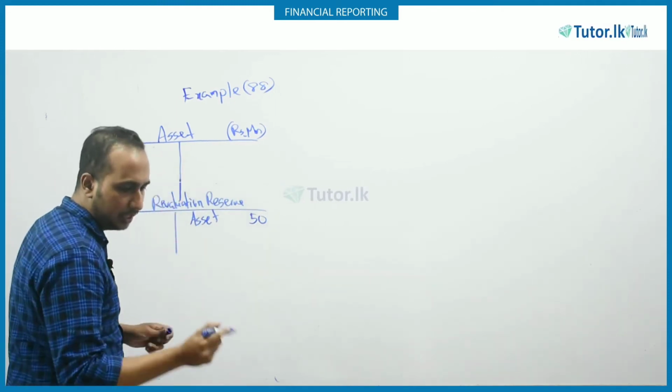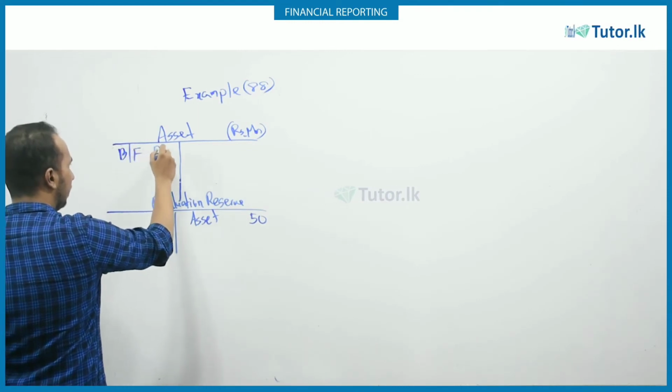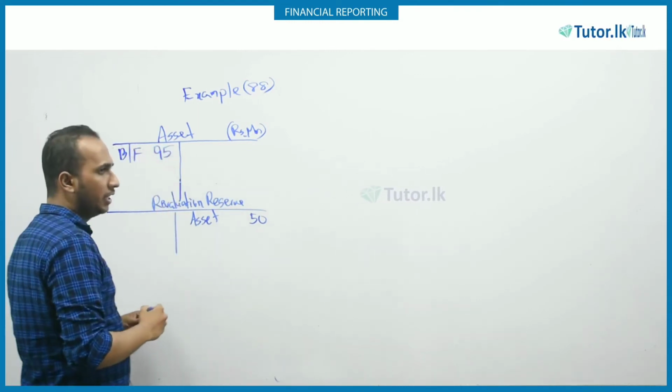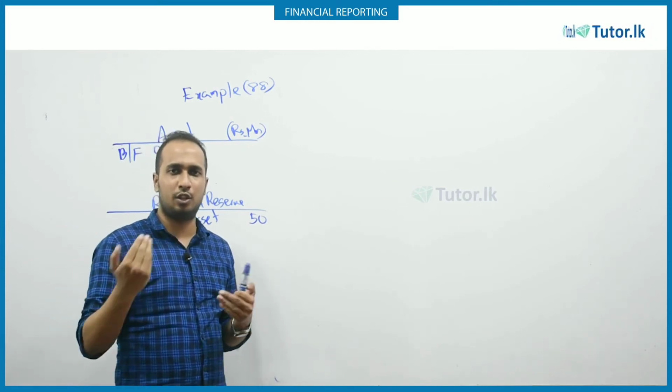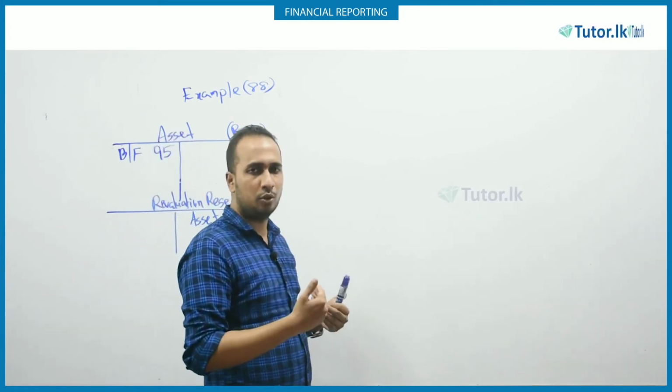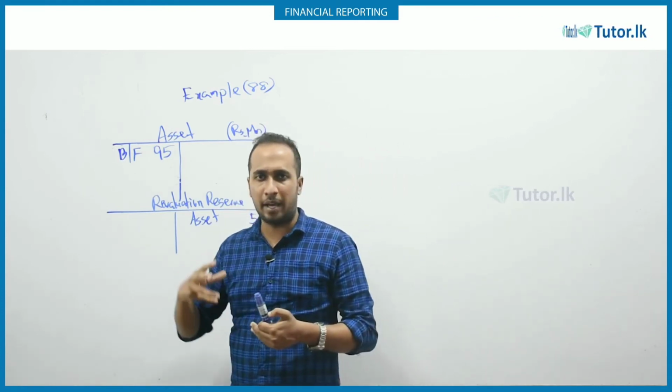Carrying amount of this asset is 95 million. Therefore, the brought forward balance in the subsequent year is 95 million. That means we have depreciated the asset. They are not telling about any other revaluation loss or anything. They are telling about depreciation of the asset.